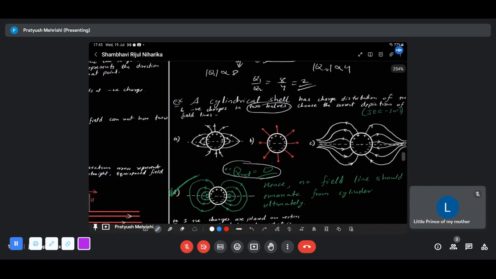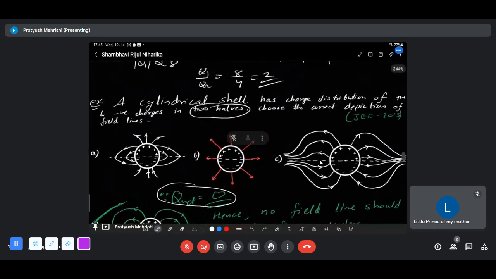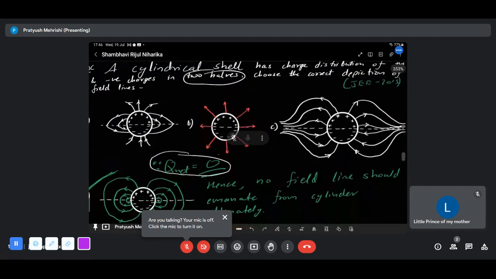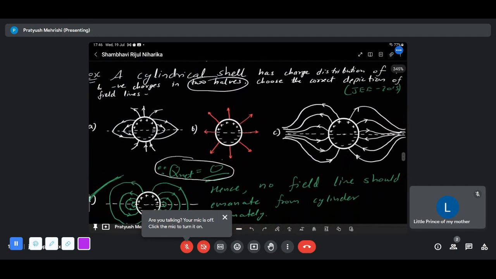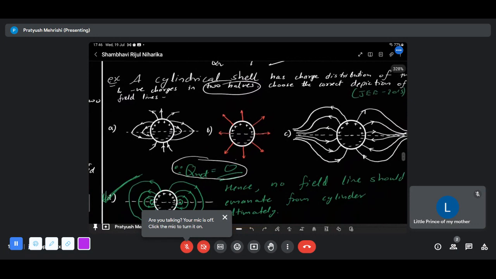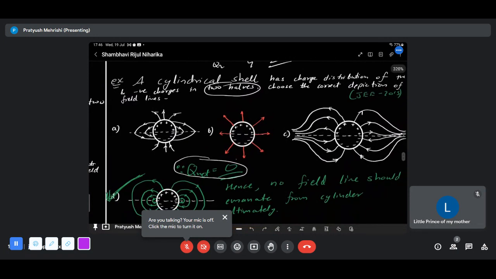Choose the correct depiction of the field lines. These 4 field lines are drawn. Can you see the question properly? Yes, am I audible? Yes sir, I can see sir.